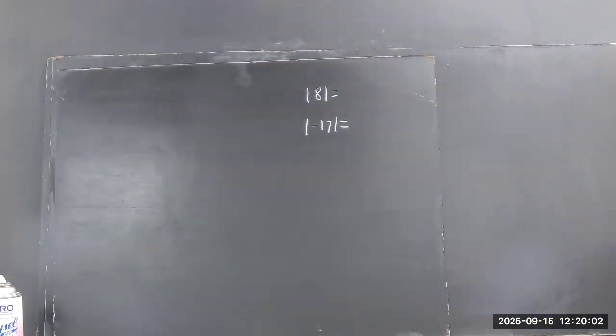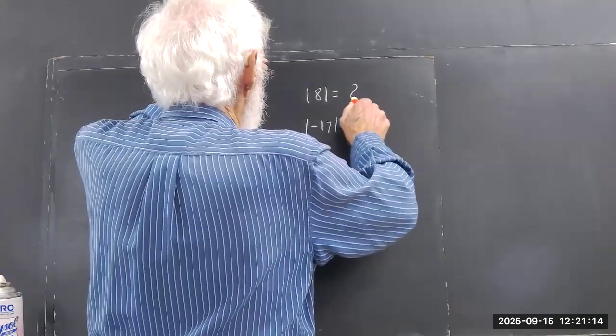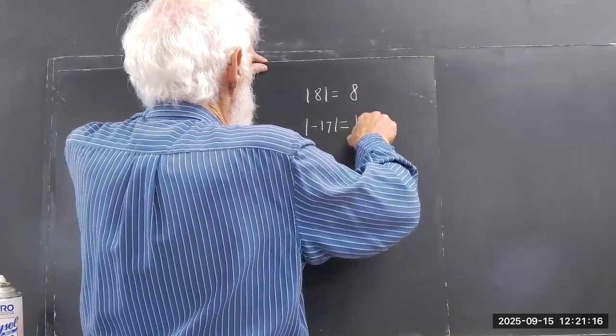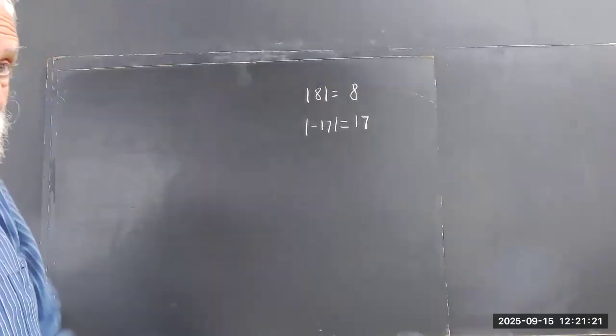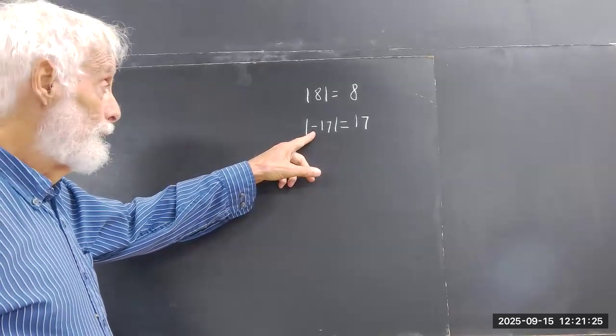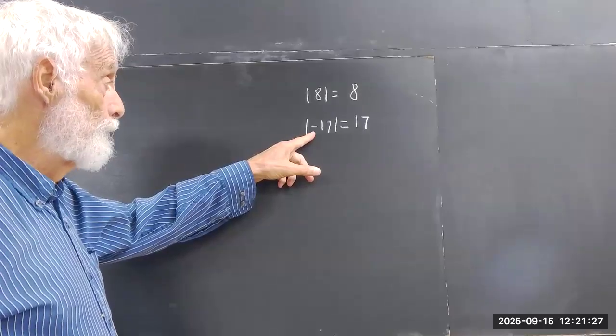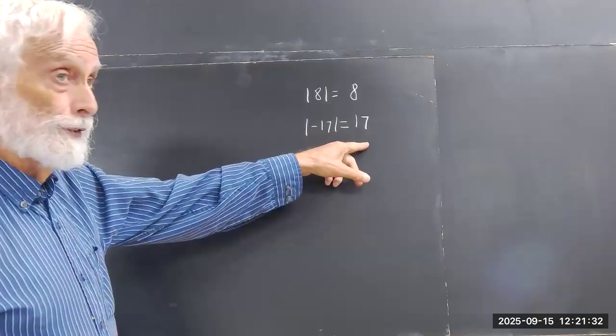Let's quickly write this down and tell me what you think the absolute values are. There's no reason necessarily that you should know. I just want to see how much I need to say. Let's say the absolute value of 8 is 8. And the absolute value of negative 17 is 17. If the number is negative, then the absolute value is the negative of that number. The negative of negative 17 is plus 17.